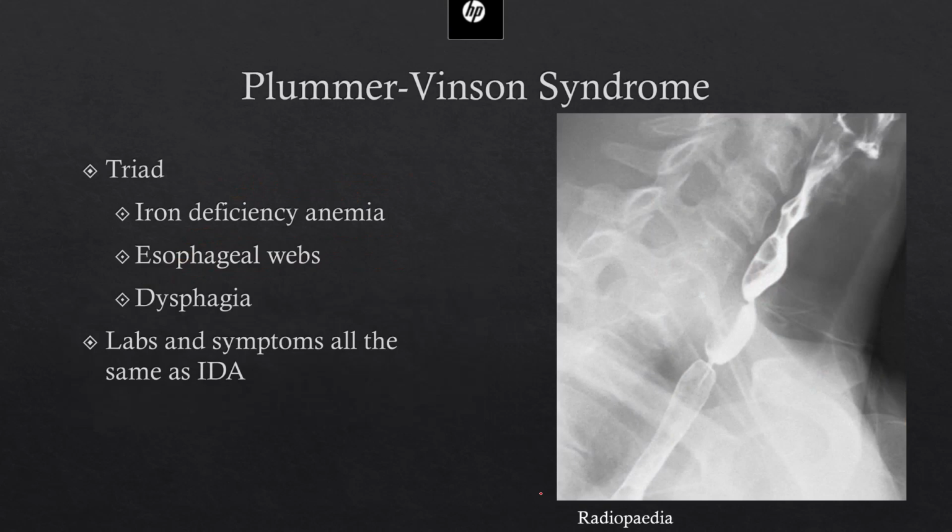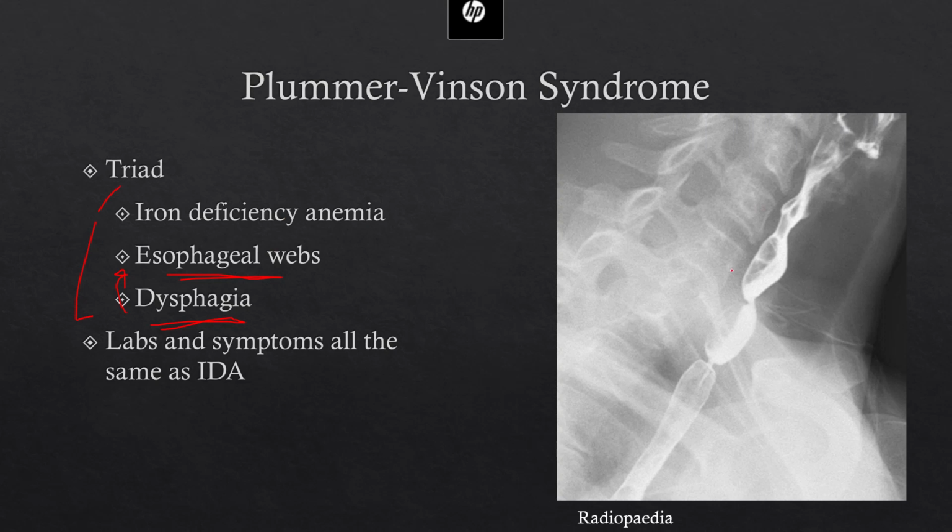Finally, the last one is Plummer-Vinson Syndrome. This is fairly quick, but it basically has this classic triad, which you should try and remember: iron deficiency anemia, esophageal webbing, and dysphagia, which is essentially secondary to the esophageal webbing. But iron deficiency anemia, esophageal webbing, dysphagia.